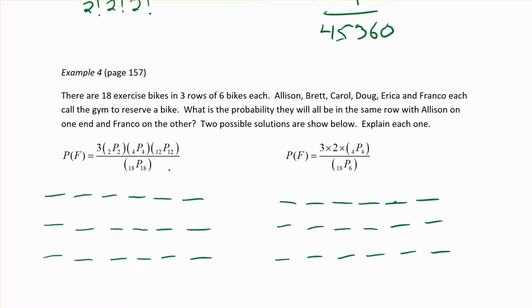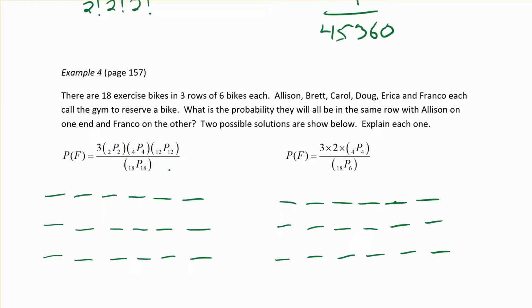So there are 18 exercise bikes in 3 rows of 6 bikes each. Allison, Brett, Carol, Doug, Erica, and Franco each call the gym to reserve a bike. What is the probability they will all be in the same row with Allison on one end and Franco on the other? So here's 2 possible solutions below, and let's explain each one.